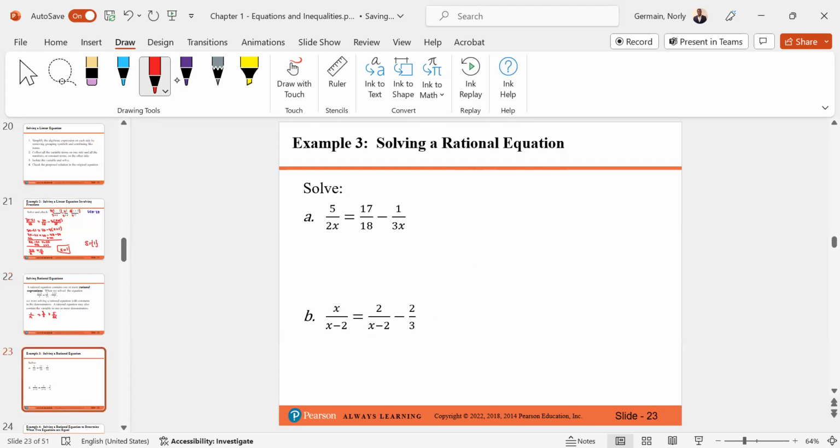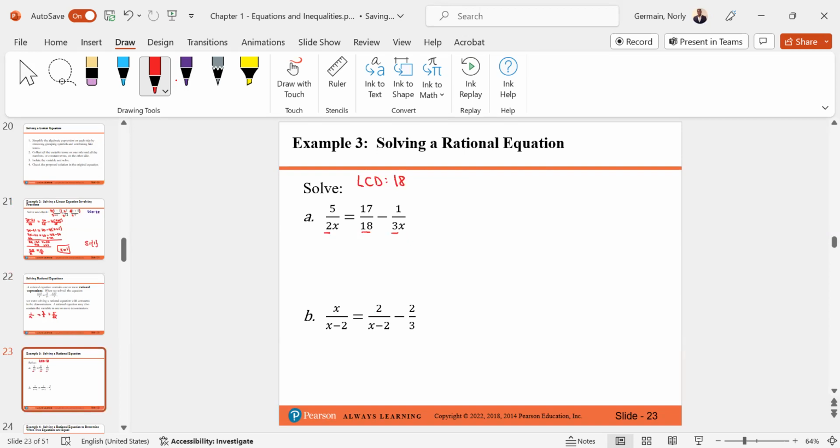To solve rational equations, you need to find the least common denominator. But first of all, focus on the numbers, on the coefficients. What is the multiple for 2, 18, and 3? What number can divide all 3? Yes, 18 can divide 2. 18 divided by 2 is 9. 18 divided by 18 is 1. 18 divided by 3 is 6. So we know in our least common denominator, we're going to have 18.